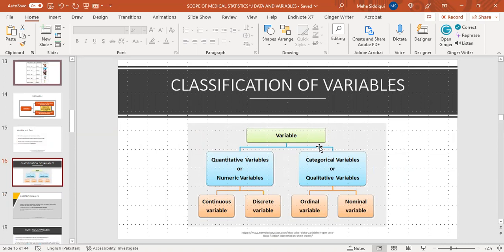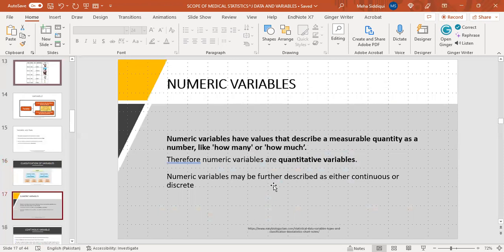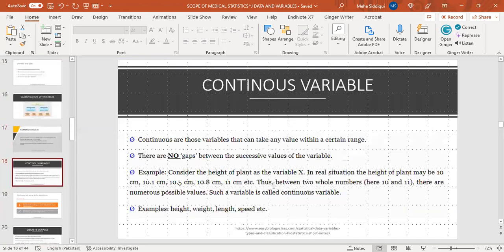And the classification of variables, we can also use interchangeably with data. Like we can also say this is also the classification of data. There are two types of data: quantitative data and categorical data. So first come numeric variables. These have values that describe a measurable quantity as a number, like how many, how much. Therefore, they are called quantitative variables. Numeric variables may be further described as either continuous or discrete.